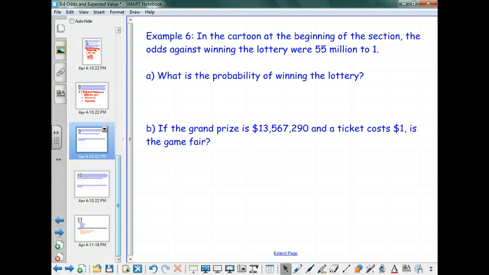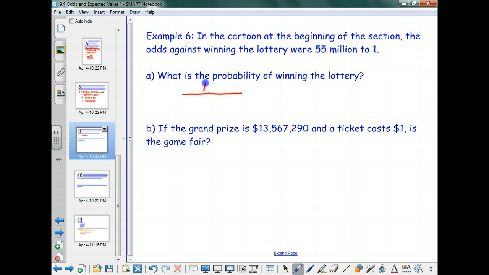In the cartoon at the beginning of the section, the odds against winning the lottery were 55 million to 1. Okay, so here's the back, you can see that. What is the probability then of winning the lottery? So we haven't done a probability versus odds problem yet. But if the odds against are 55 million to 1, what is the probability that it will happen?